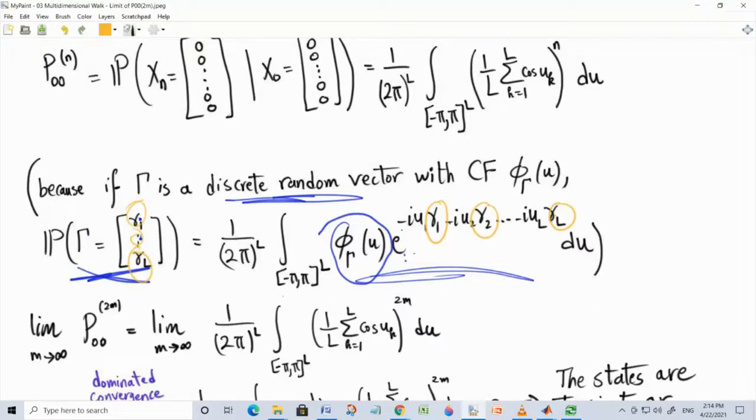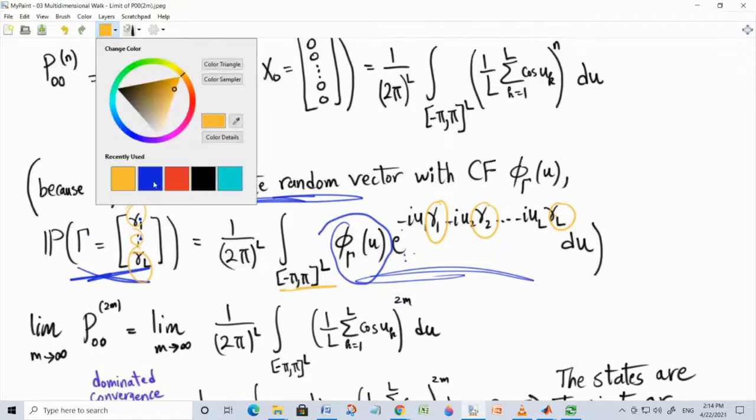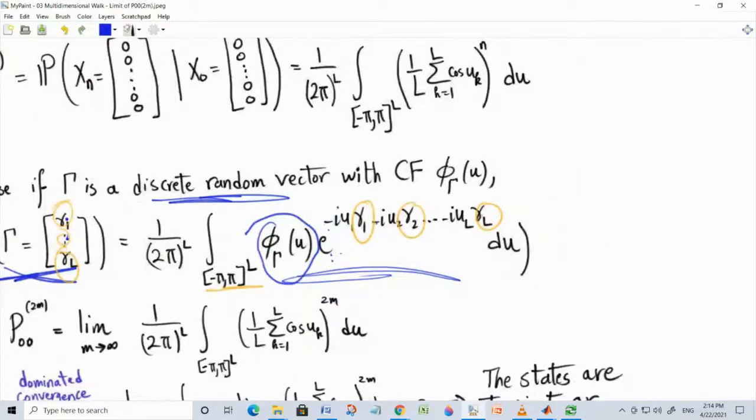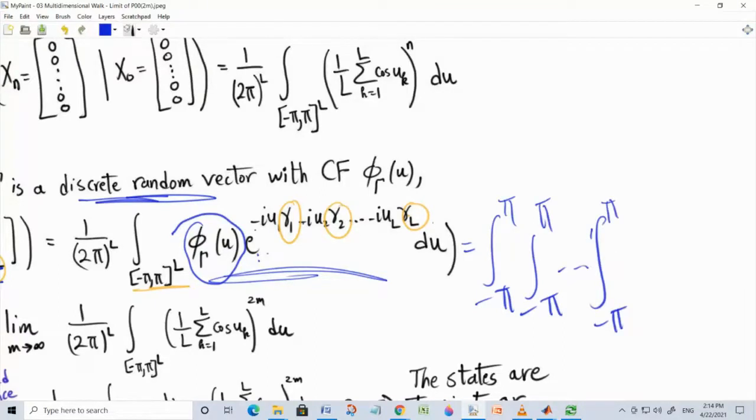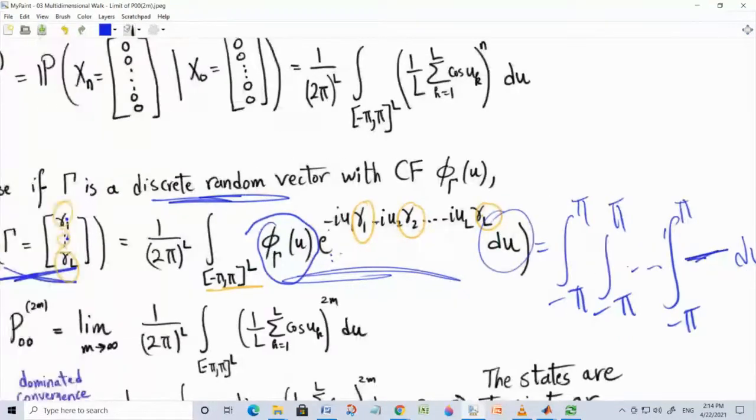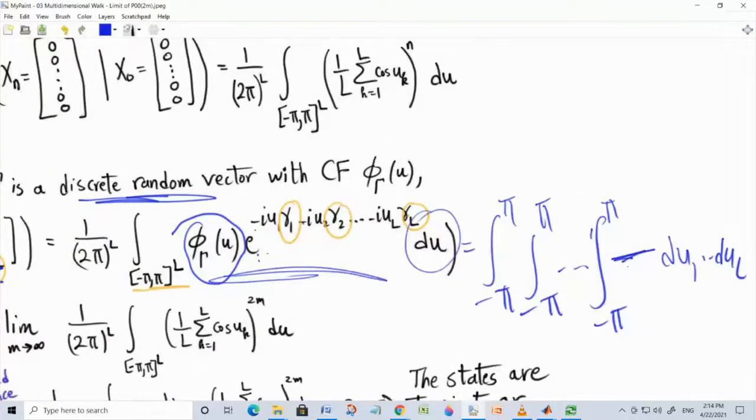So this will be multiplied by the user, and you need to integrate. So actually what you see here is a multi-dimensional integral. This is actually the integral from minus pi to pi, from minus pi to pi. We have L integrals from minus pi to pi, and this du here is actually du1 up to duL. So it's a multi-dimensional integral, basically from minus pi to pi.